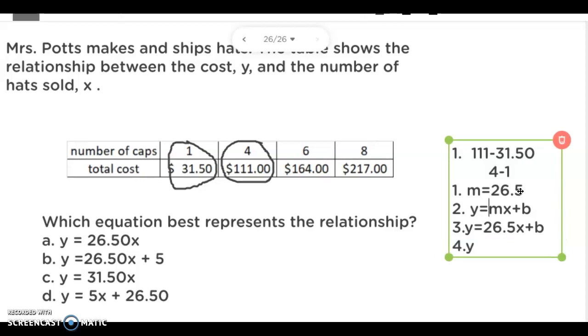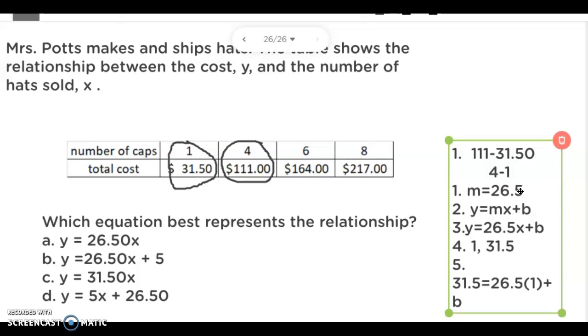4, oh, no. I need to select my points. I'm going to go with 1 and 31.5. All right. 5, we're going to plug all of that in. So we get 31.5 equals 26.5 parentheses 1, close our parentheses, plus B.